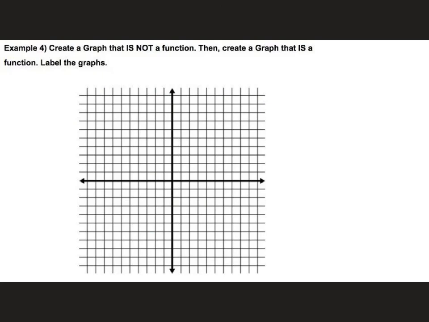In our last one, we want a graph that is not a function and a graph that is a function. So let's start with is not a function. So I could create anything that when I do my vertical line test through it will cross in more than one place. So this is going to be my not a function, the circle here, because when I do that vertical line test, it's going to cross in 2 places at once, wherever I'm looking.